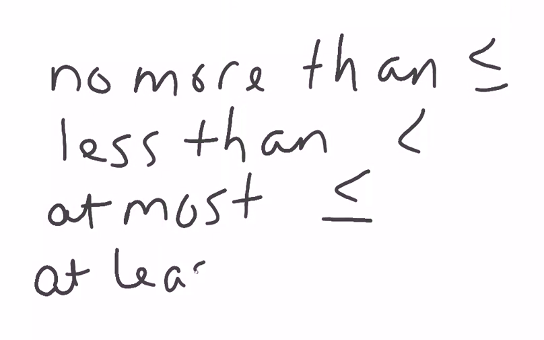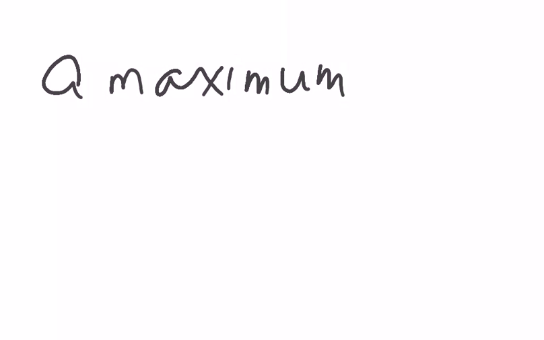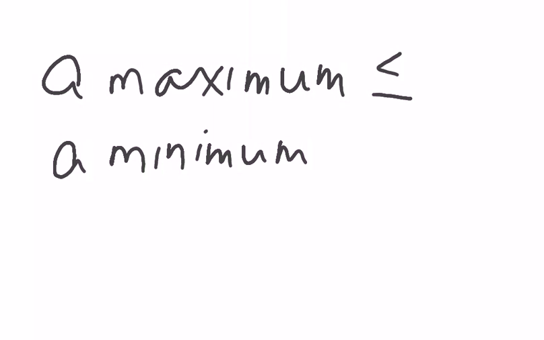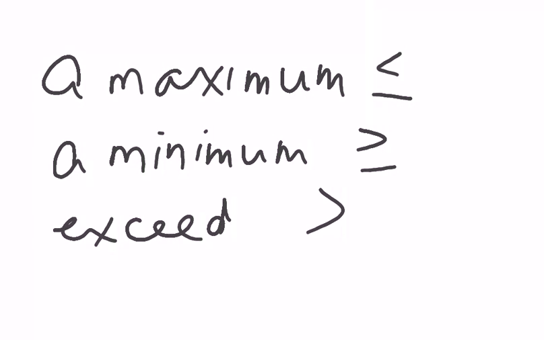At least, that one is going to be greater than or equal to. A maximum, so that's less than or equal to. A minimum, greater than or equal to. And exceed is greater than. So these are all the key words and the symbols that go with them that you want to make sure to pay attention to, because that will really help when you solve these problems.